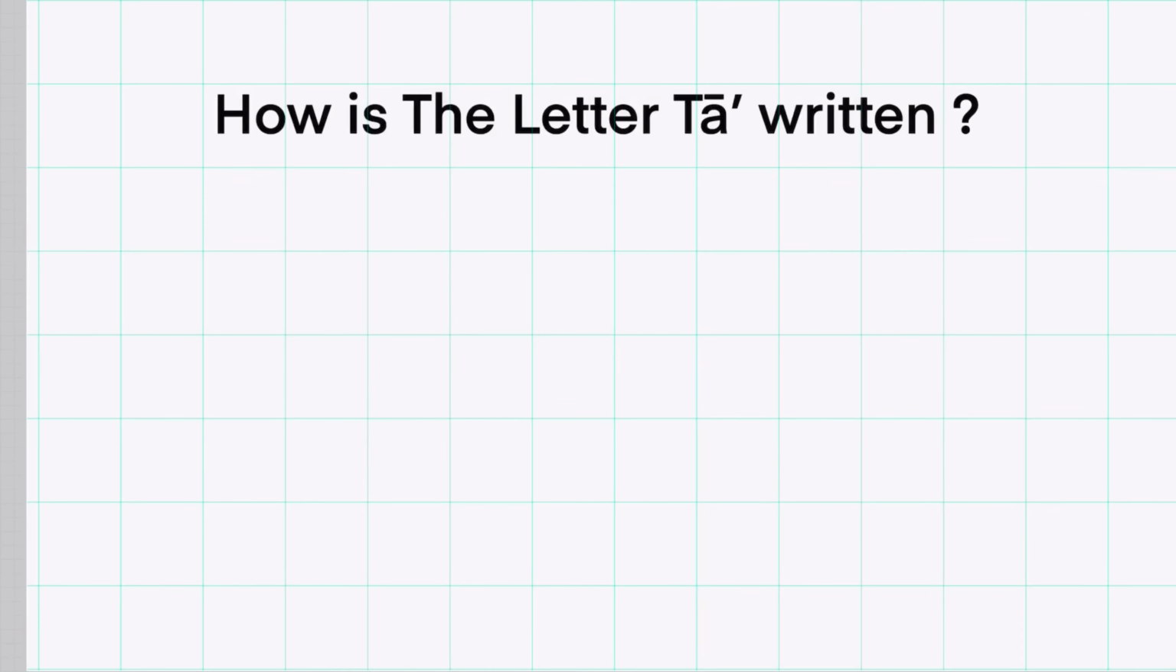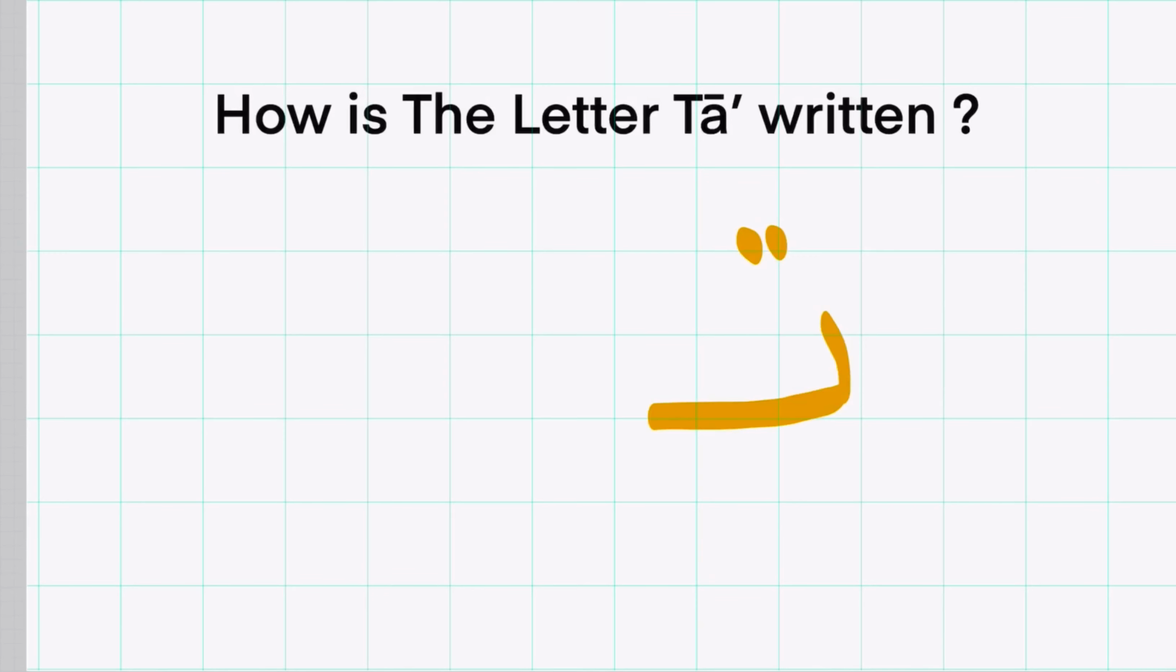How would a ta letter look like at the beginning of a word? You draw or write the right arm of the ta letter, and then you continue with the body of a ta letter with two dots on top. This is how it looks like at the beginning of a word.